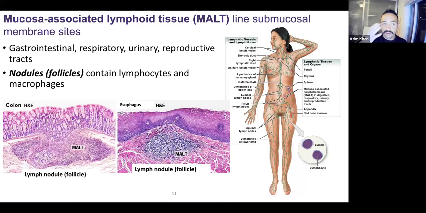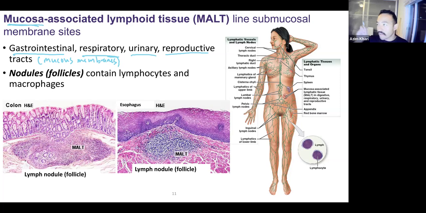Just as our nasal cavity and oral cavity are regions of high interface with the outside world, so is any tract. Your respiratory tract, your gastrointestinal tract, your urinary tract, your reproductive tract. They are all open to the outside. These are all mucous membranes. Another way to say mucous membrane is mucosa. And you have lymphoid tissue associated with this mucosa.